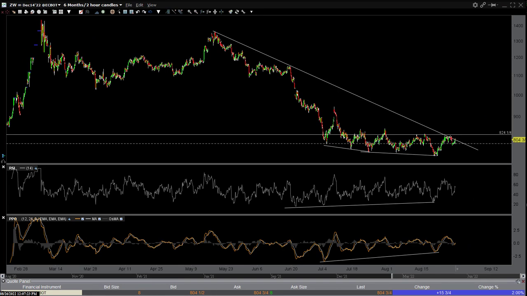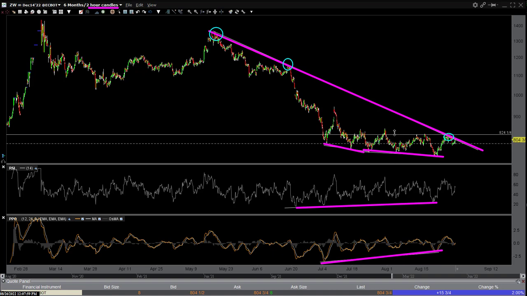Okay, as per requested, this is wheat. This is a 2-hour chart, meaning 2-hour candles, 6 months of price history. You've got a downtrend line, not super well defined, but decent. You've got the highs there, reaction there, and down below you have some nice divergences forming here on the indicators. Hearing about corn crops, having a hard time right now with the drought, a lot of heat, things there. And again, we're in a bull market in commodities.